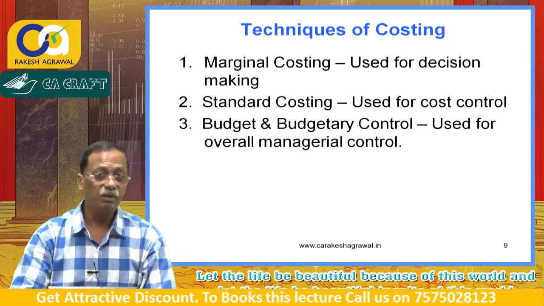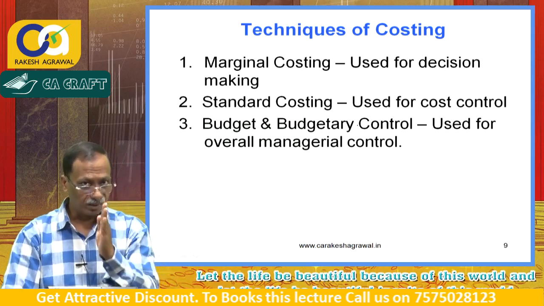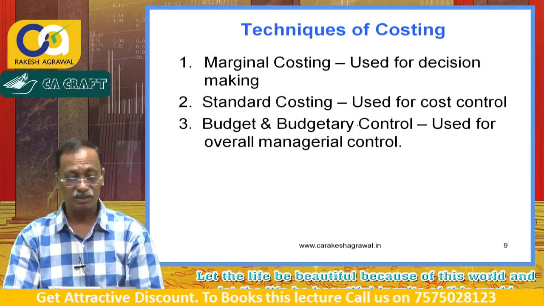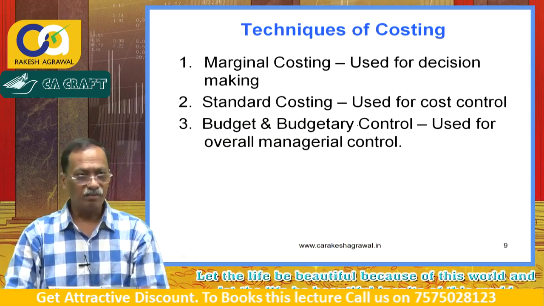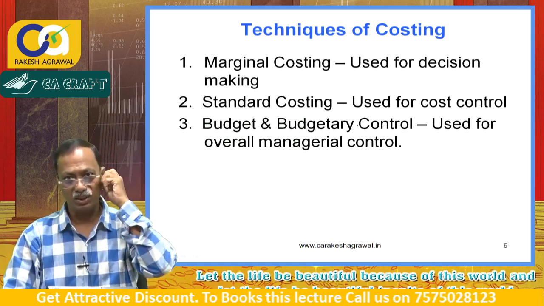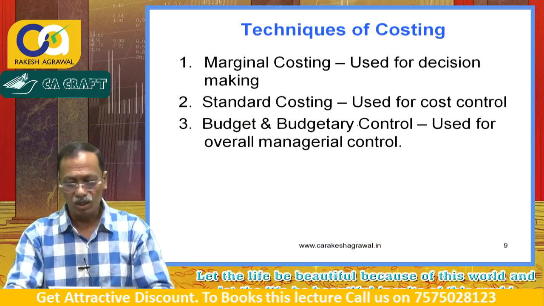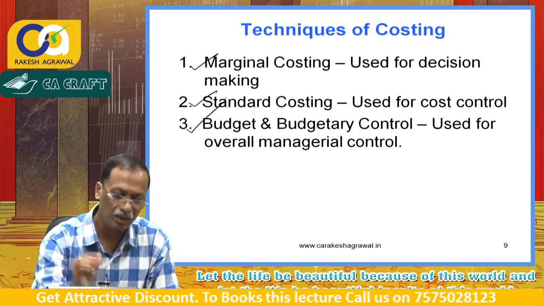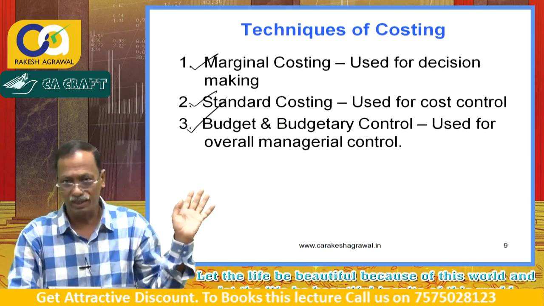Now, what is the difference between methods and techniques of costing? That's very interesting. Methods are industry specific, and techniques are common for all industries. Like if I am a contractor and I am doing construction of a bridge, I have to use contract costing. But while using contract costing, I can use the marginal costing technique also, the standard costing technique also, the budgetary control technique also. It means techniques are common for all industries.